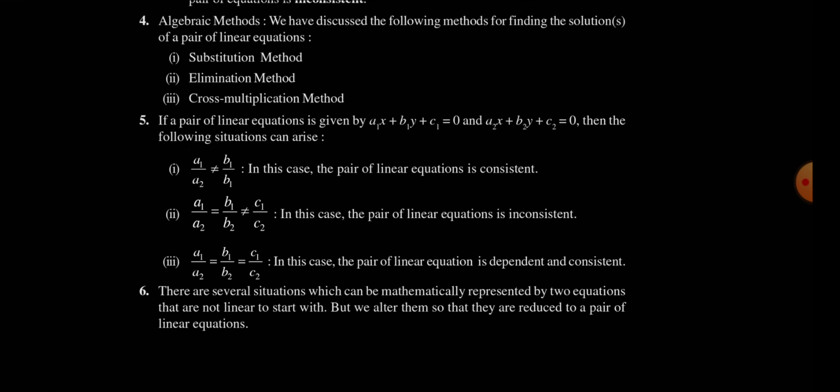Fifth, if a pair of linear equations is given by a1x plus b1y plus c1 is equal to 0 and a2x plus b2y plus c2 is equal to 0, then the following situations arise. First, a1 upon a2 is not equal to b1 upon b2. In this case, the pair of linear equations is consistent. Second, a1 upon a2 is equal to b1 upon b2, not equal to c1 upon c2. In this case, the pair of linear equations is inconsistent. Third, a1 upon a2 is equal to b1 upon b2 is equal to c1 upon c2. In this case, the pair of linear equations is dependent and consistent.